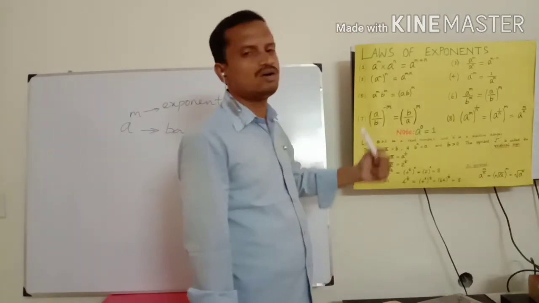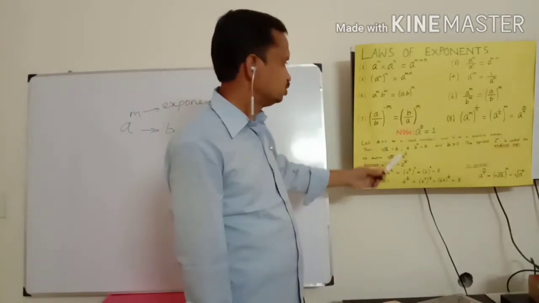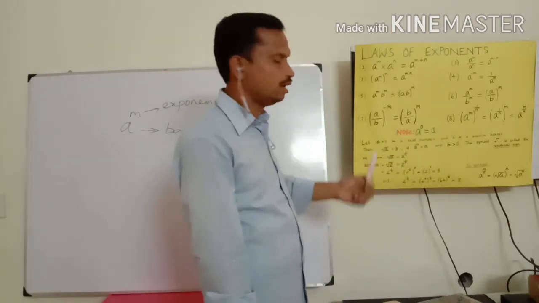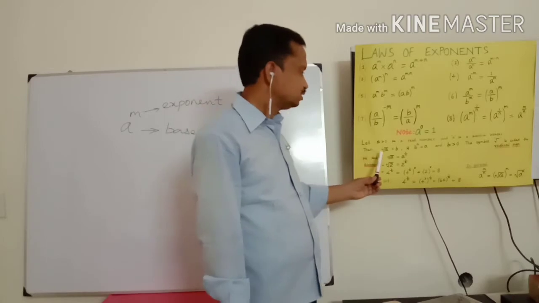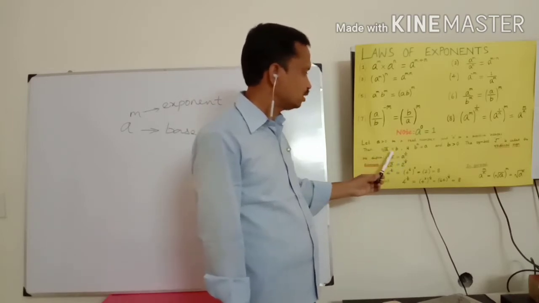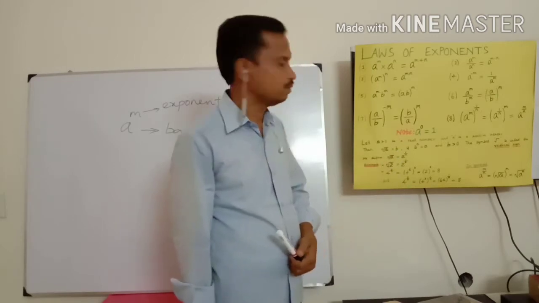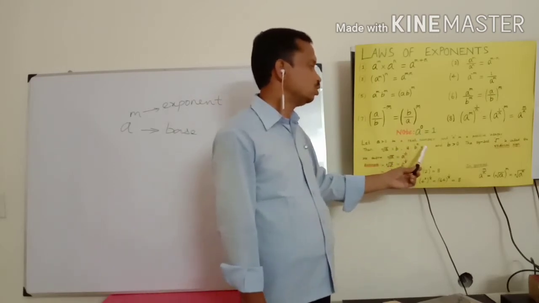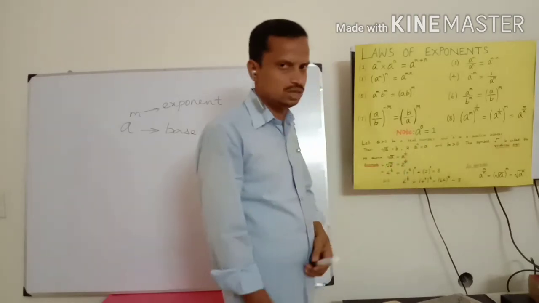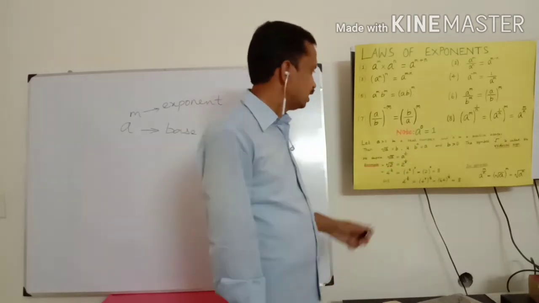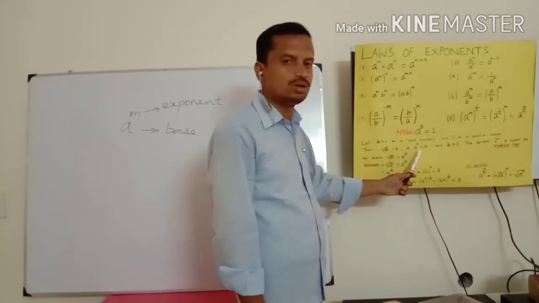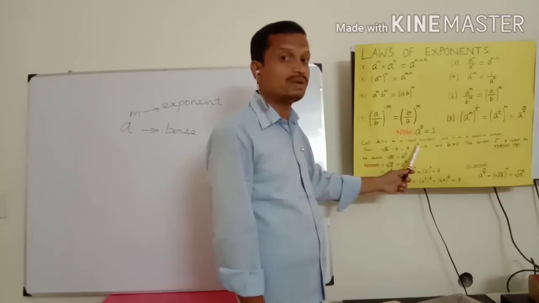And nth root of a, greater than 0, n a positive integer, a any real number. And nth root of a, how to read this? Nth root of a equal to b if b power n equal to a. Suppose b power n equal to a is an equation, and if you want b, then you have to raise power to 1 by n.